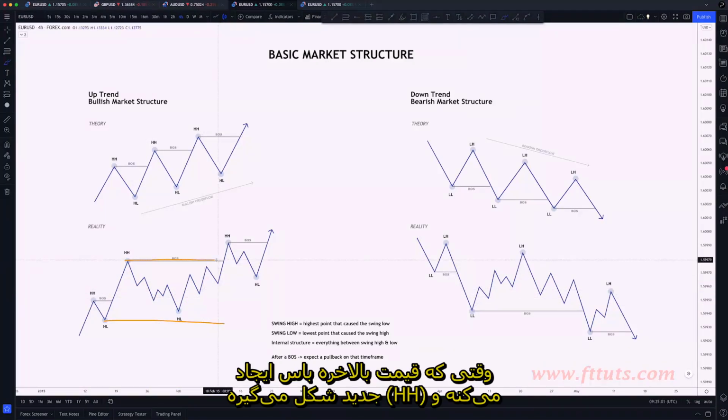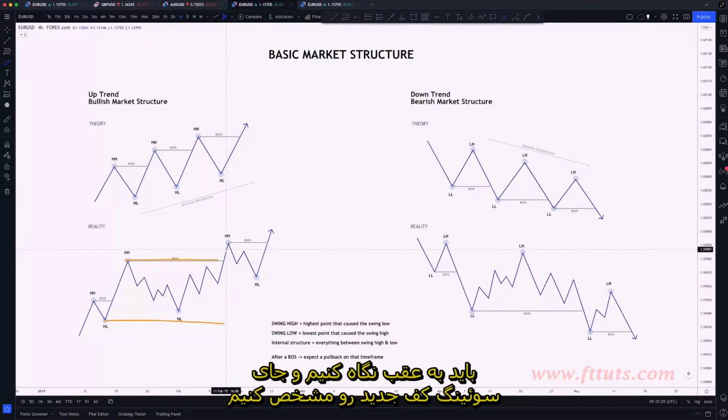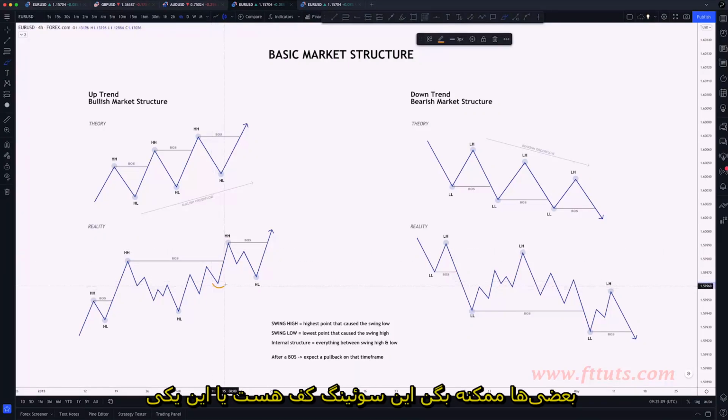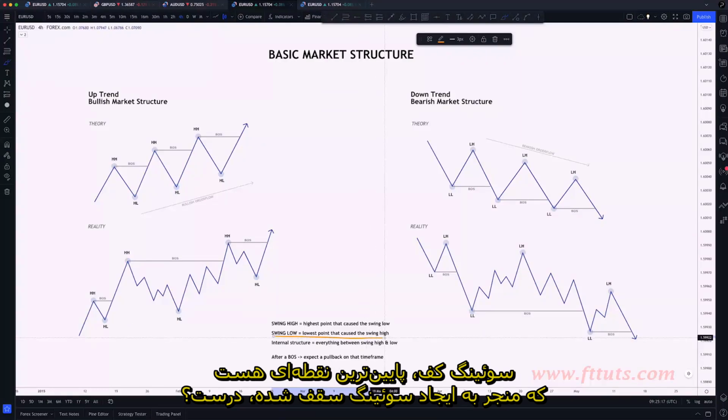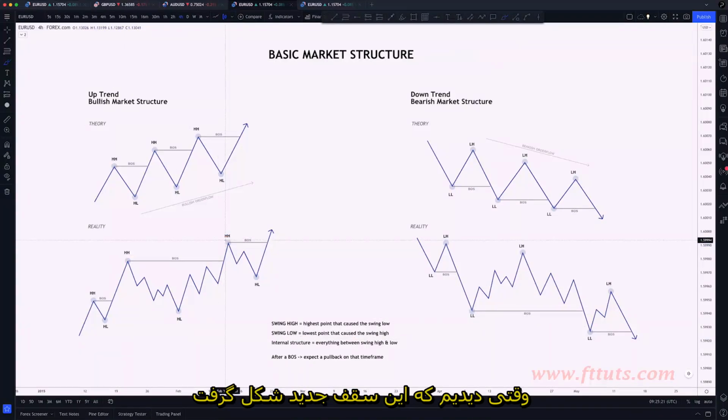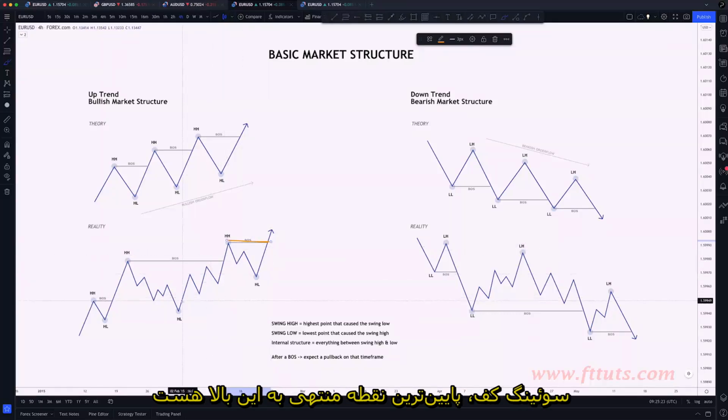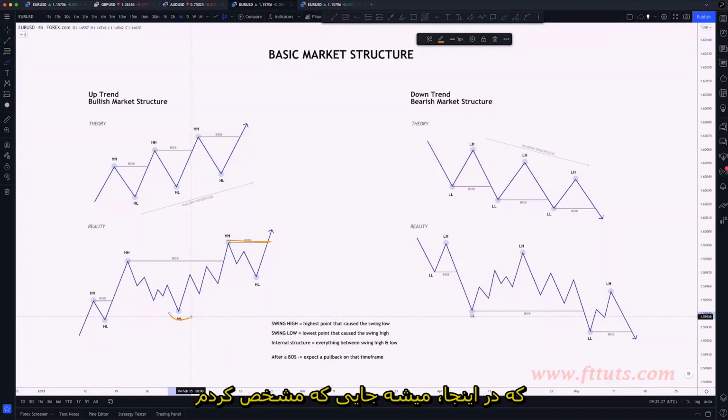Now, when price finally breaks out through that high to form the higher high and we get that break of structure, we want to look back and know where our new swing low is, okay? Some people would say this is their swing low. Some people would say this is their swing low. But the way we're going to do it, nice and mechanical, is that a swing low is the lowest point that caused the swing high. So when we see this new high being formed, our swing low is the lowest point that caused the high, which in this case, as I've already marked, is the swing low, okay?